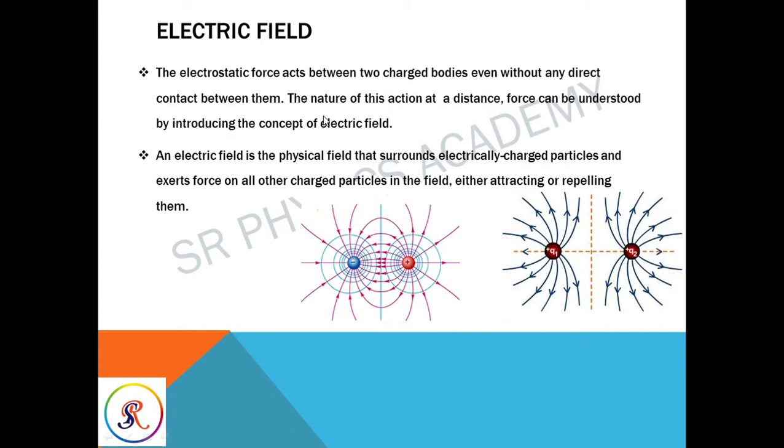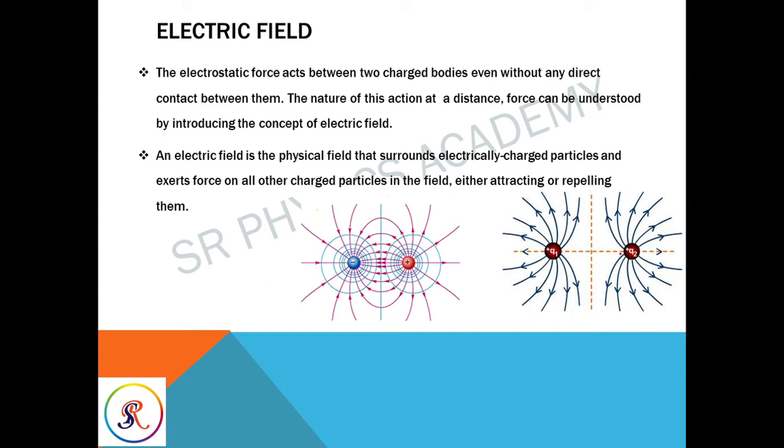Now, the electrostatic force acts between two charged bodies even without any contact between them. The nature of this action-at-a-distance force can be understood by introducing the concept of electric field. We know that it is the electrostatic force; there we are taking two charged bodies without any direct contact, so we will get some electrostatic force. Same here, the electric field is a physical field that surrounds electrically charged particles and exerts force on all other charges in the field, either attracting or repelling them.